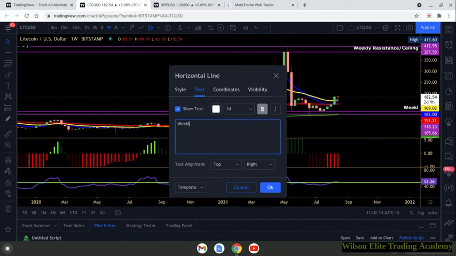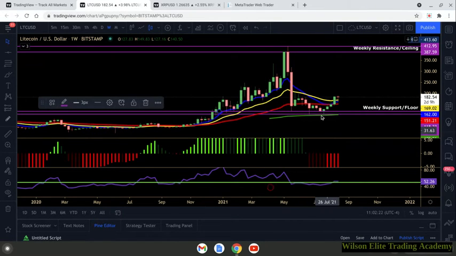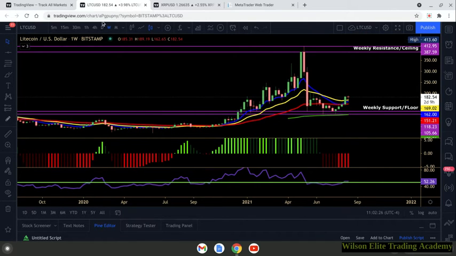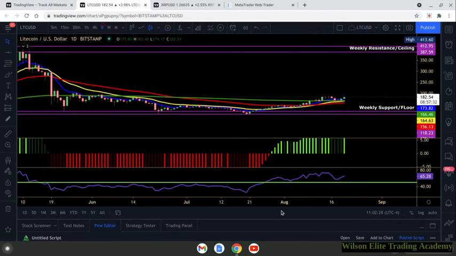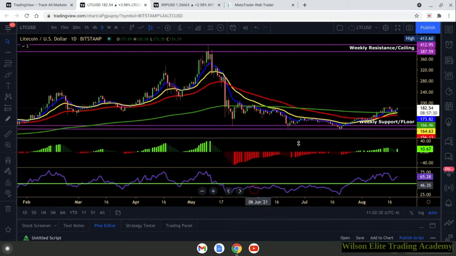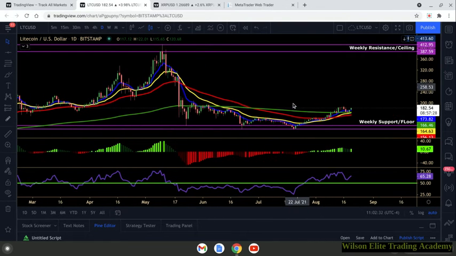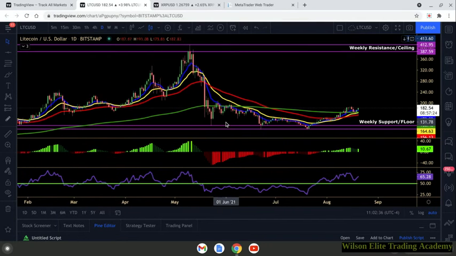Weekly support / floor. Okay. So we're going to hit save. And what we're going to do, we're going to go down to the daily time frame. So down to the daily time frame, I will do the same thing. So I'll look, okay, 1 touch, 2 touch, 3 touch. This is a valid zone right here.